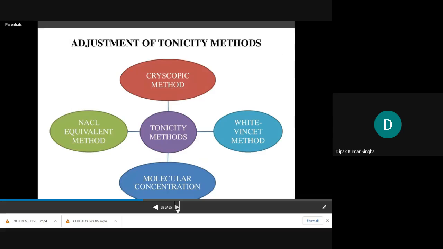Adjustment of the tonicity method. Tonicity methods: by the sodium chloride equivalent, last class we discussed the white vehicle method, Sprowls' method, molecular weight concentration, and cryoscopic method. These are the four methods. Basically, the freezing point depression method is applied.